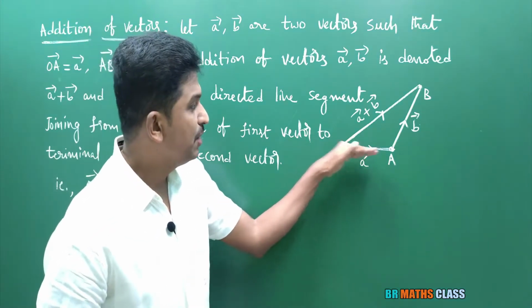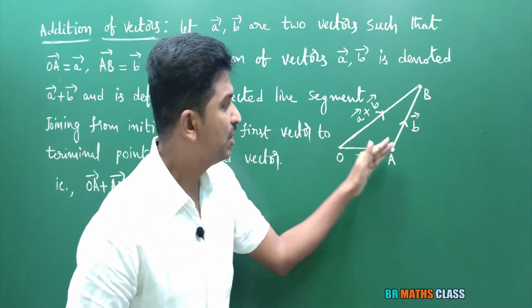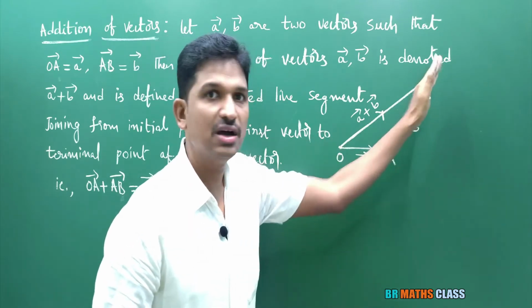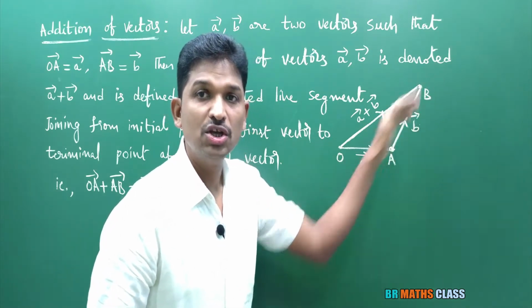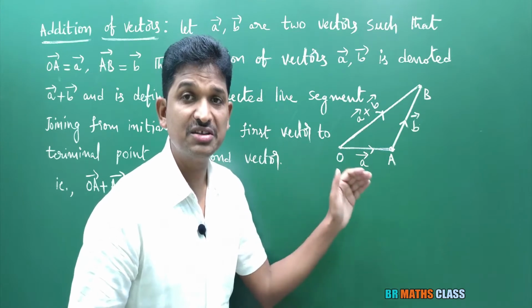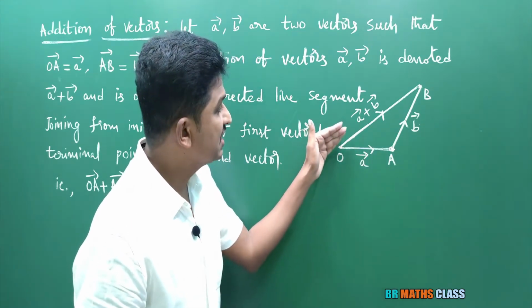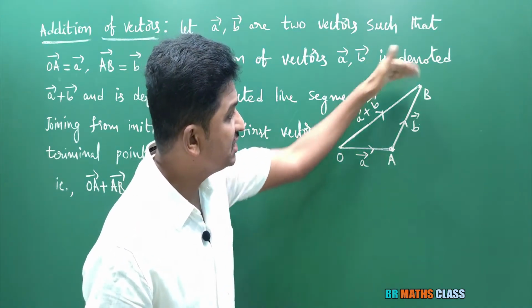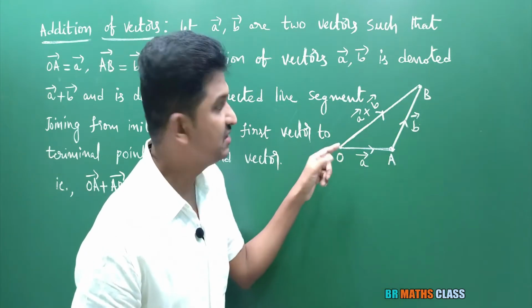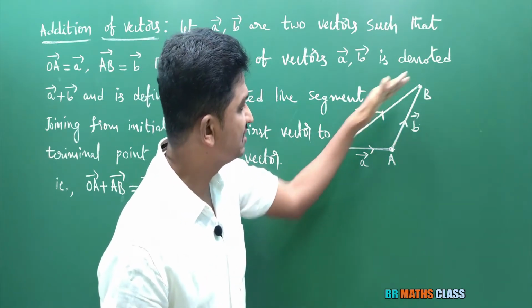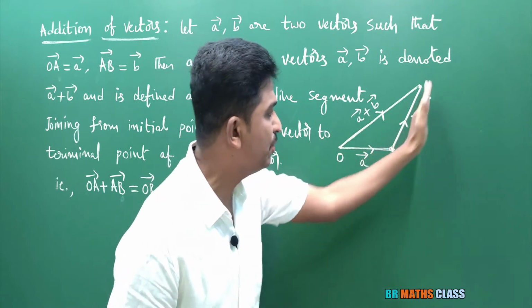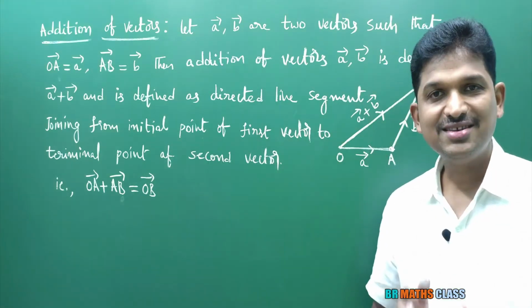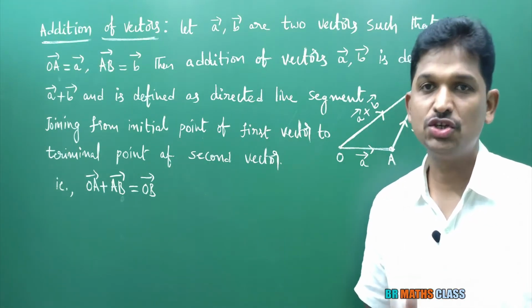You observe the A bar, B bar direction is like this. Now you observe the addition of these two vectors, that means the resultant of these two vectors. The resultant is in the opposite direction of A bar, B bar. What is the direction of this vector? It is going like this. This is the opposite direction of A bar, B bar. So this is the definition of addition of vectors.